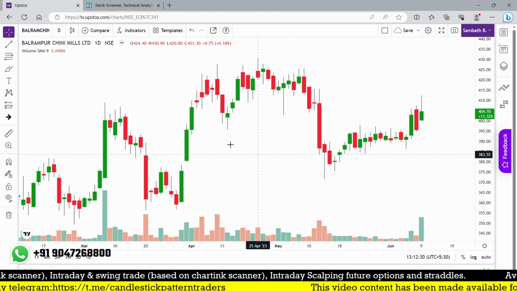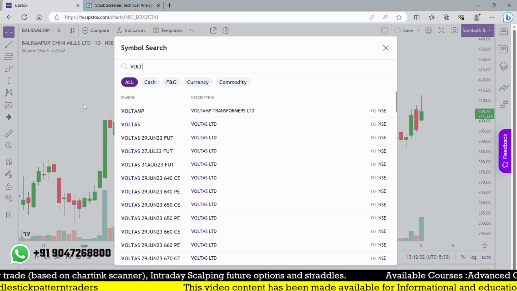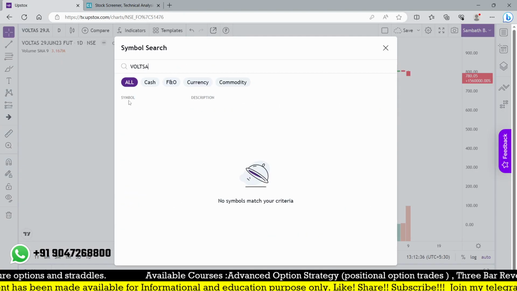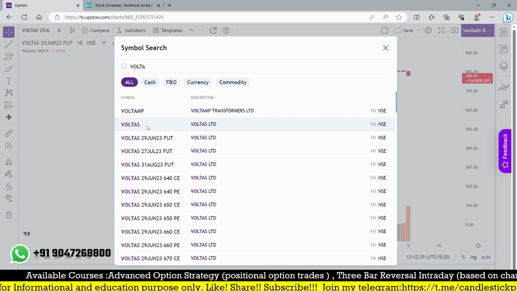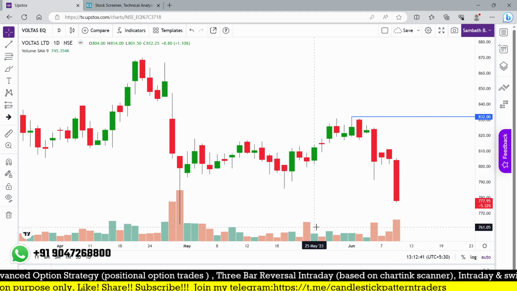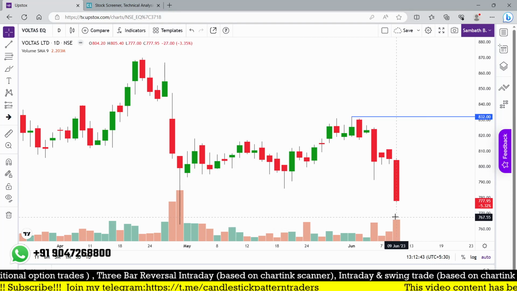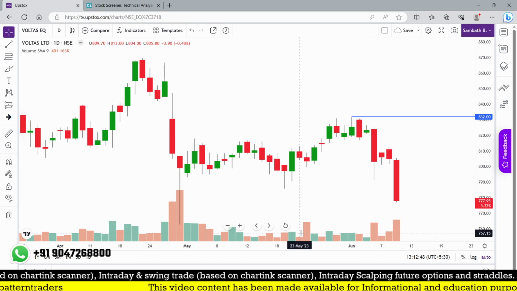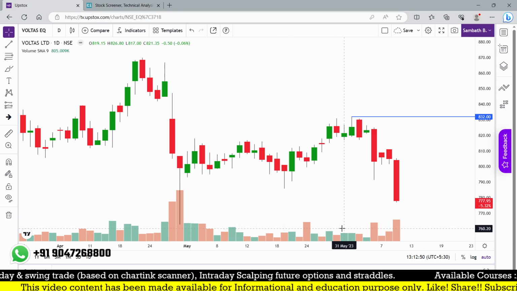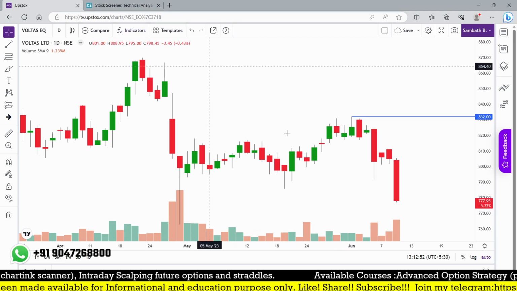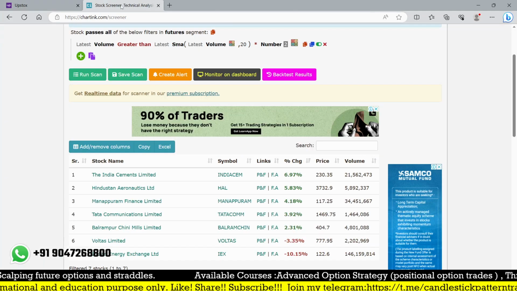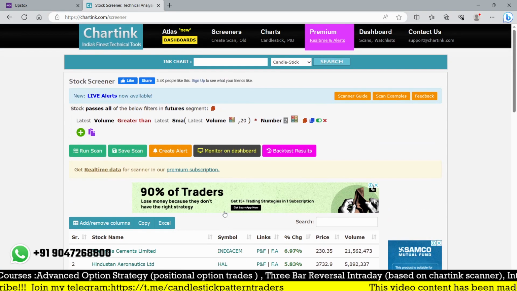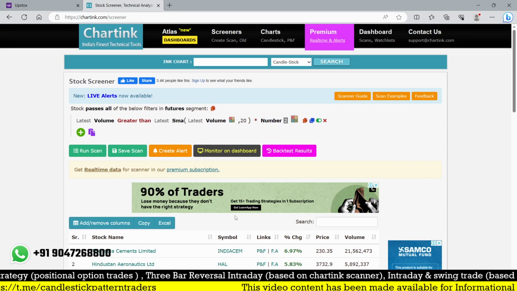So let me check that one, Voltas, right? Voltas is the stock which is comparatively 20 days. You can see today's volume is 2.2 million, and the previous one is 1.8 and 1.8. Comparatively, today's volume is greater than the past 20 days volume. So we find out high volume stocks.